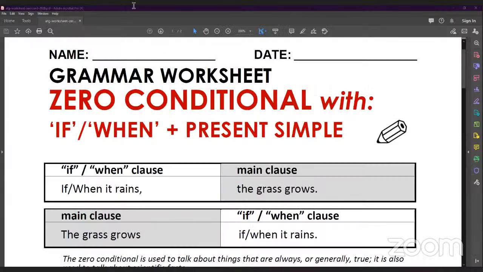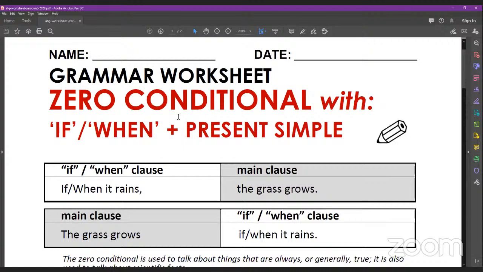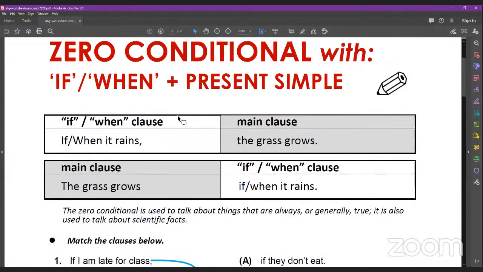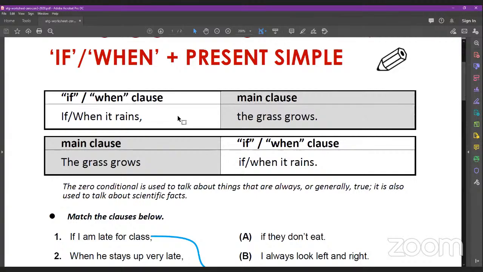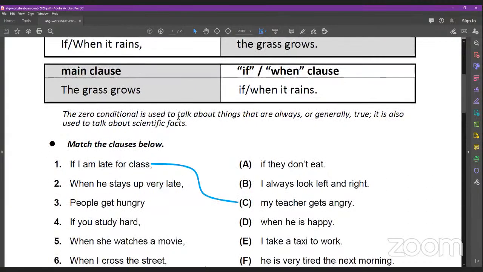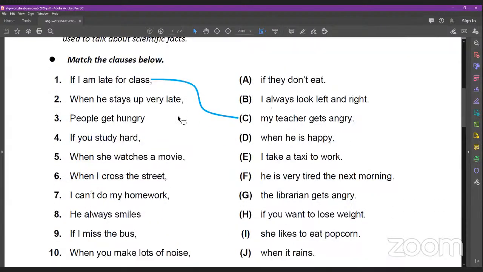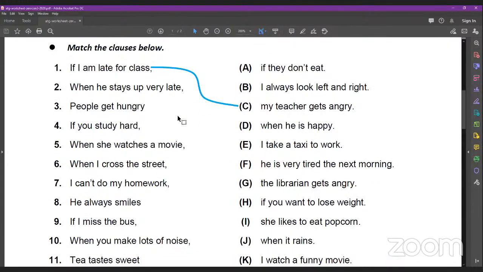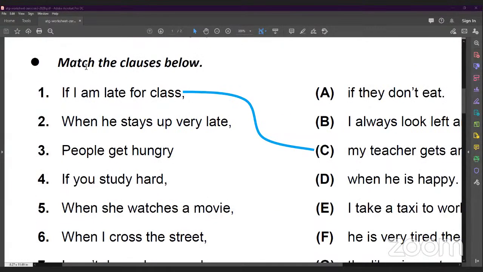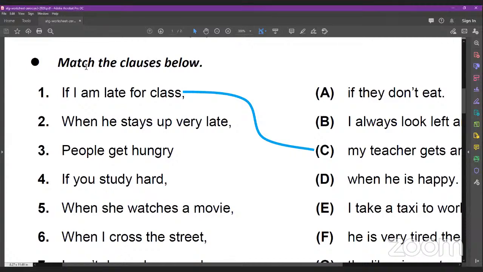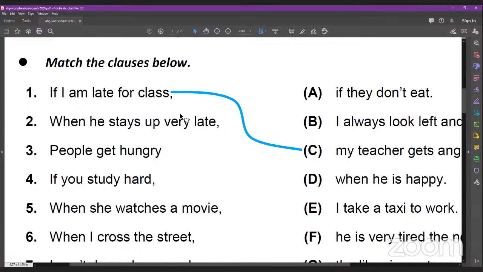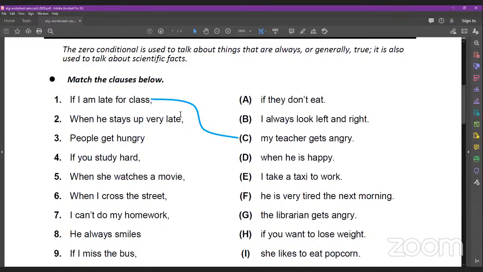Here we go. Okay, so let's practice once again the zero conditional. What are you going to do, guys? Listen carefully. I want you to match two different columns. Remember, in the zero conditional, we need to have two different clauses, the conditional clause and the main clause. This is the zero conditional structure. As you can see, there is an example for you.